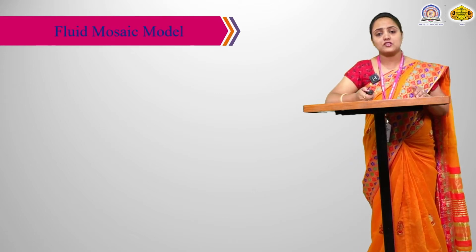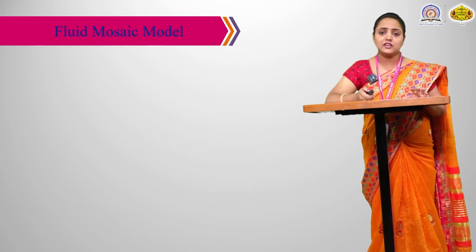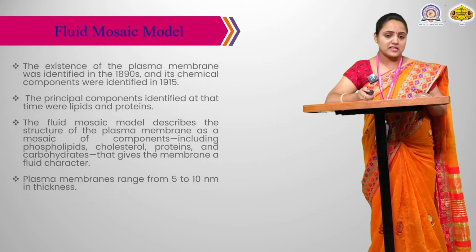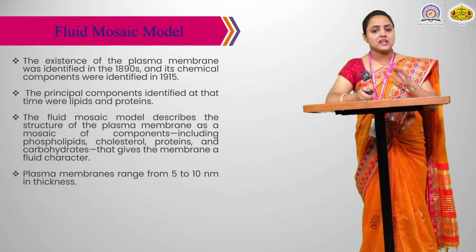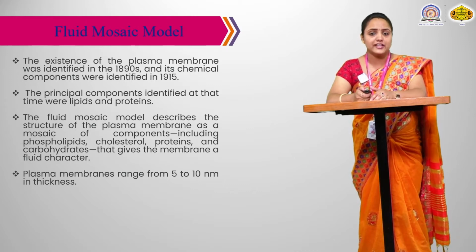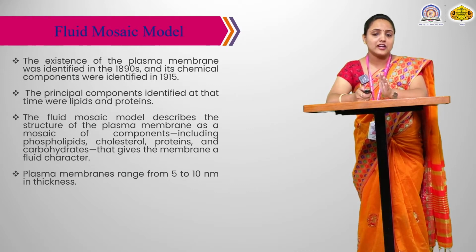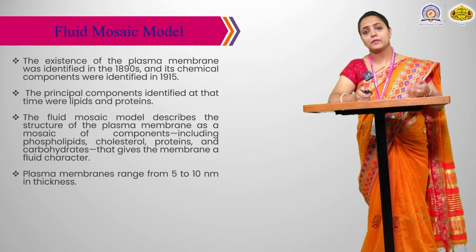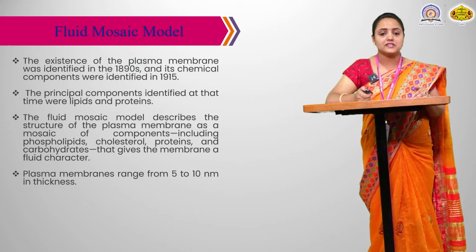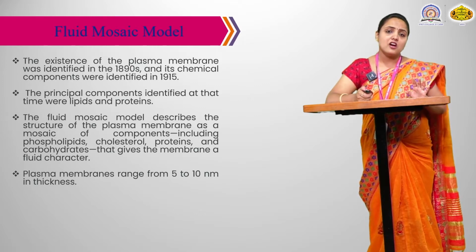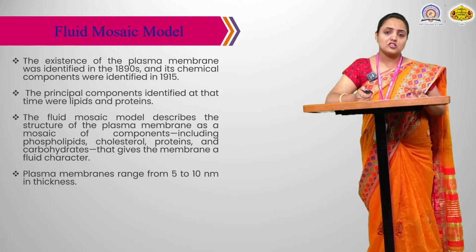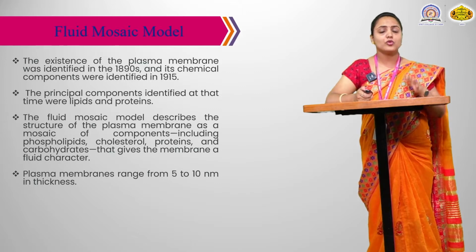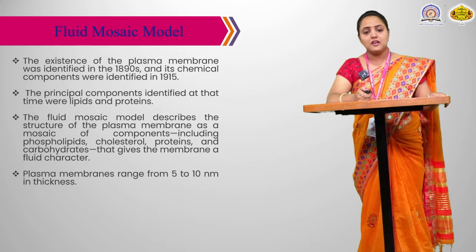Now, the fluid mosaic model, which is an early model and the standard model for your plasma membrane, we are going to see. The existence of the plasma membrane was identified in the 1890s and its chemical components were identified in 1915. The principal components identified were lipids and proteins. The fluid mosaic model of the plasma membrane has phospholipids, cholesterols, proteins, lipids and carbohydrates that give the membrane a fluid character. Because of these structures, it is called the fluid mosaic model.